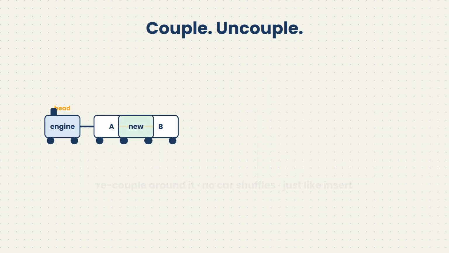A nice way to picture a linked list is a train. The engine is the head, and each car is coupled to the next. The coupler is the pointer. To add a car in the middle, you do not slide every other car along the track. You just unhook one coupling and hook in the new car. To remove one, you recouple around it. The cars never have to shuffle their positions, exactly how a linked list inserts and deletes.